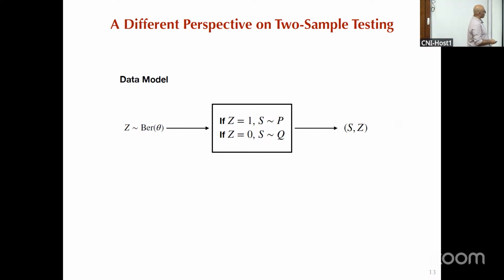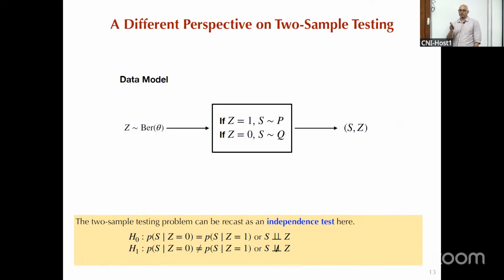So then the two-sample testing problem essentially is an independence test, right? Because what you're trying to ascertain is whether this s random variable, which is the feature, is independent of z, which is the distribution this sample was picked from. If p and q are the same, then s and z are just independent. It doesn't matter what z was, s is going to be what it is. So you can conclude that these two things are independent. On the other hand, if these conditional distributions p and q are different, then you will see that s and z are not independent, right? So this really becomes an independence test.